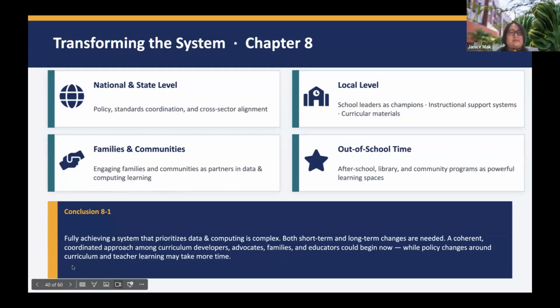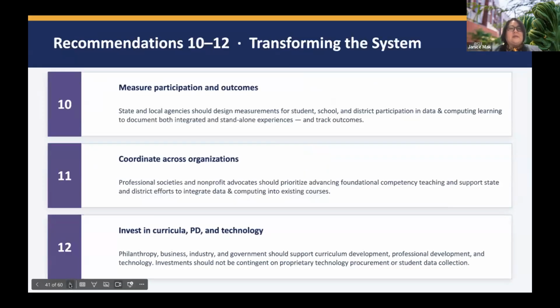So it is complex, and we recognize that. We recognize that a coordinated approach is needed, and we just point out that there may be policy changes needed, that things like shifting the whole teacher learning landscape may take time, and we recognize that.